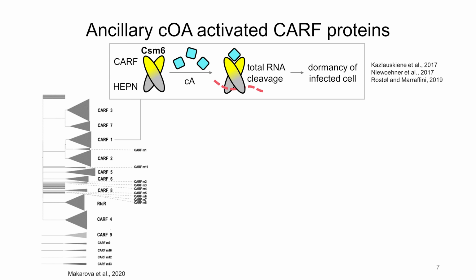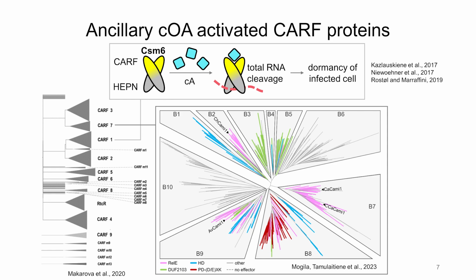Computational analysis allowed researchers to classify the systems. So CSM6 and similar proteins belong to the CARF1 group. And we were interested in another one, CARF7. CARF proteins in this group employ different effectors. And we were interested in potential RNases of the RelE family, and the proteins having these domains as effectors are colored in magenta here. So we selected 4 homologs for further characterization.